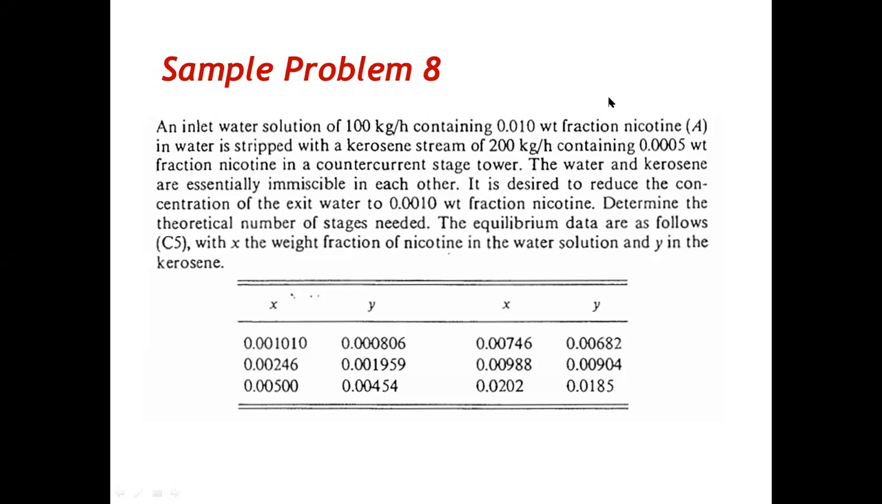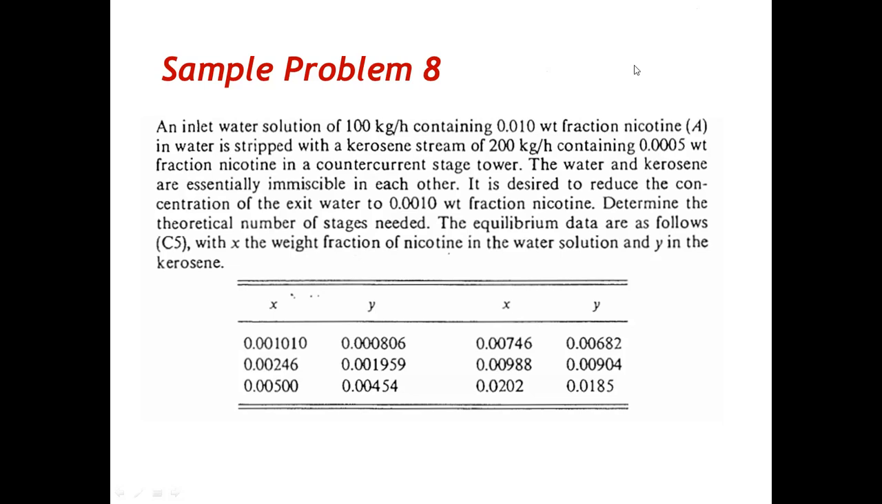So in this problem, you are given an inlet water solution of 100 kilogram per hour containing 0.010 weight fraction nicotine in water, which is stripped with a kerosene stream of 200 kilogram per hour containing 0.0005 weight fraction nicotine in a countercurrent stage tower.